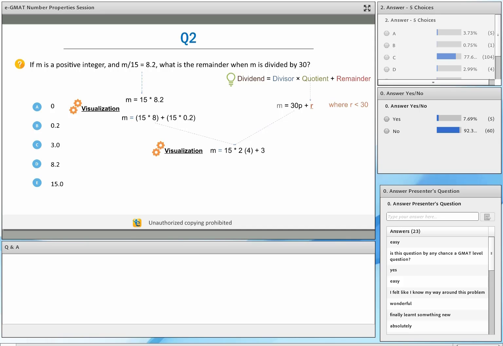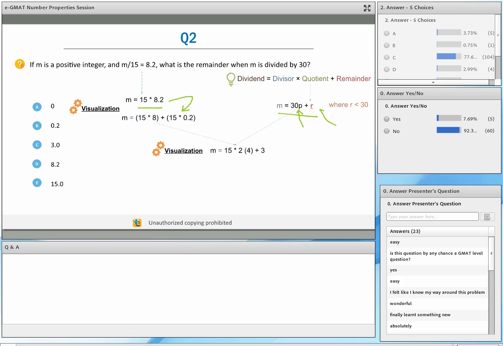So again, exactly the same thing. M is equal to 30p plus r. My goal over here is that I have to express m in terms of two parts: one part that's divisible by 30, the other part that's not divisible by 30. I'm repeating that same exact thing. Now I take a look at this, 15 times 8.2. Now, how do I split this? And this is called manipulation, really.